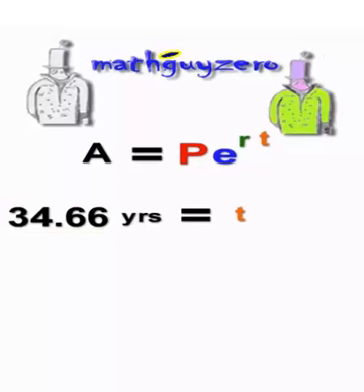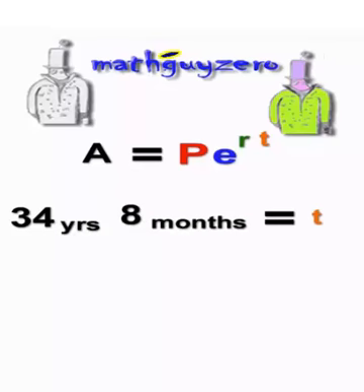I might try to trick you and say, how many months are in 0.66 years? 0.66 is roughly 2/3. There's 12 months in a year, so 2/3 of 12 would be 8 months, but that's how you do these. Hope you enjoyed it.